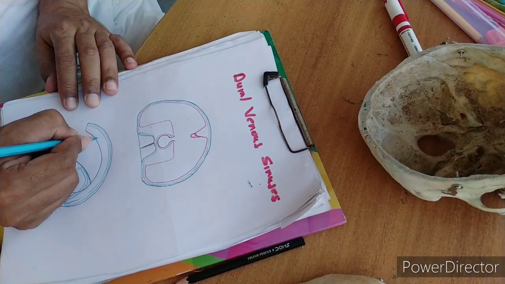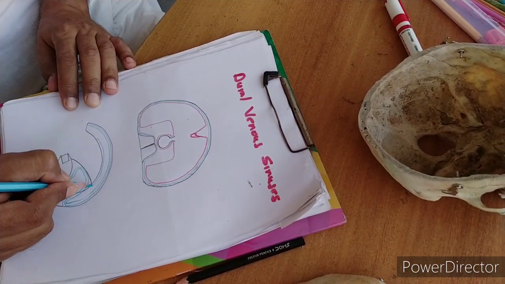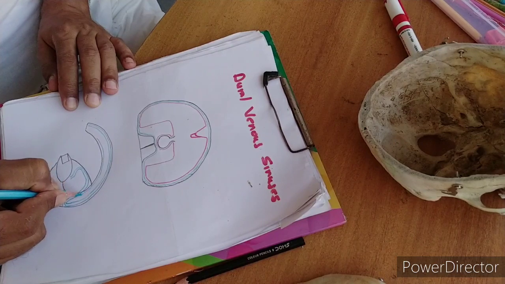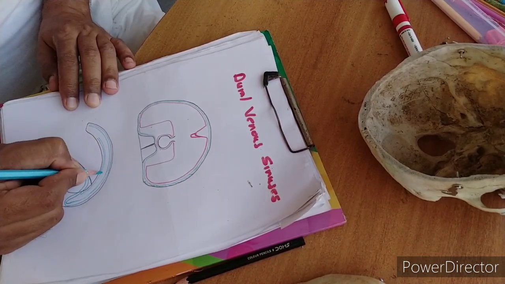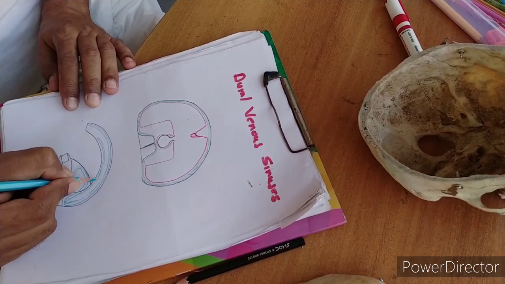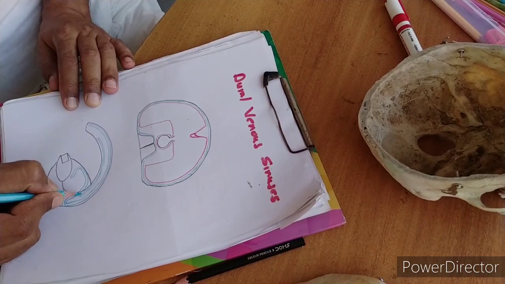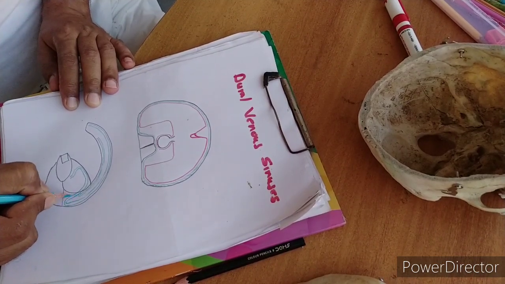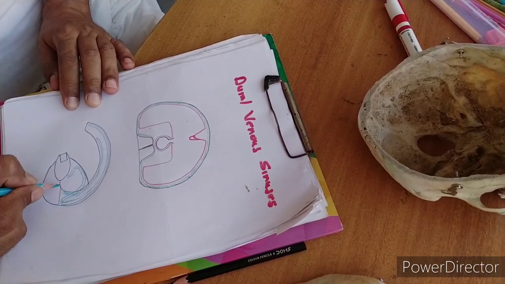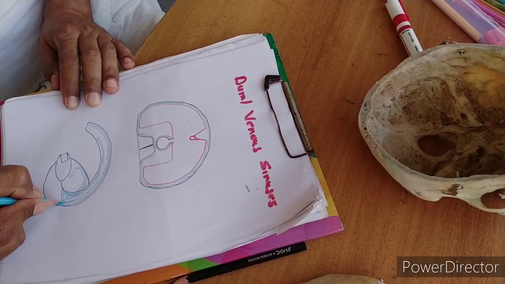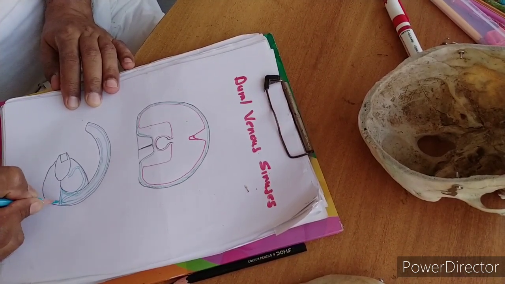Now, look here. This is the inferior sagittal sinus. This inferior sagittal sinus is present at the free margin of the falx cerebri, between the two layers of the falx cerebri. It means the meningeal layer of the falx cerebri separates here, and this inferior sagittal sinus unites with the straight sinus here. This is the straight sinus.